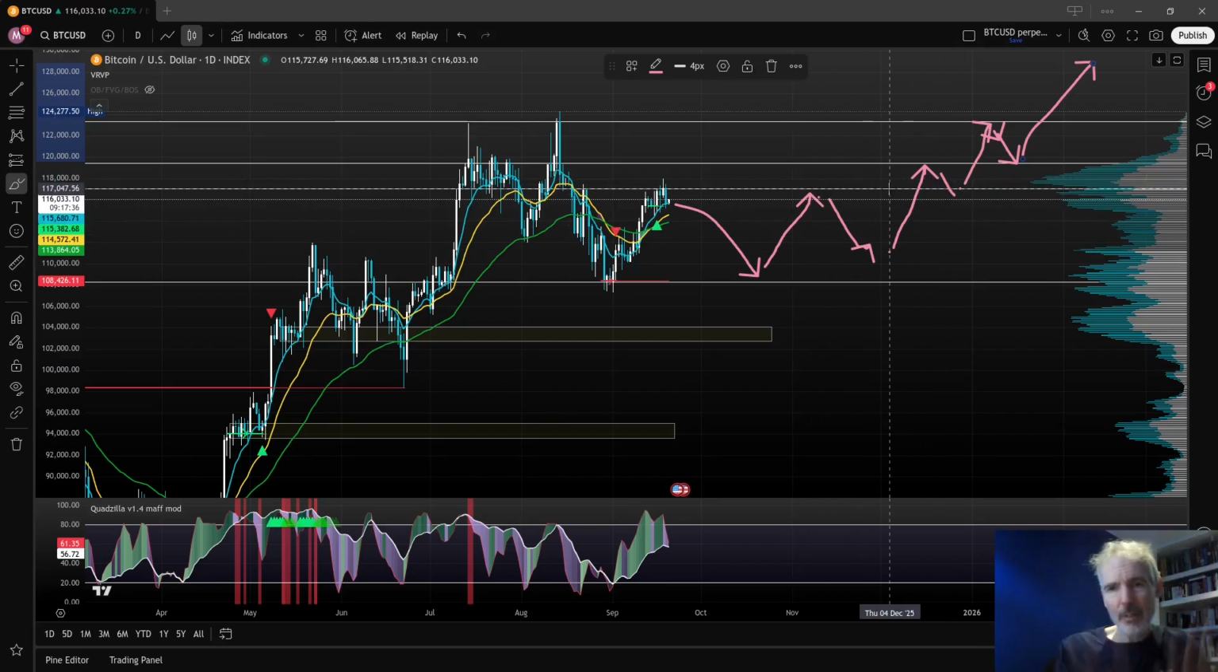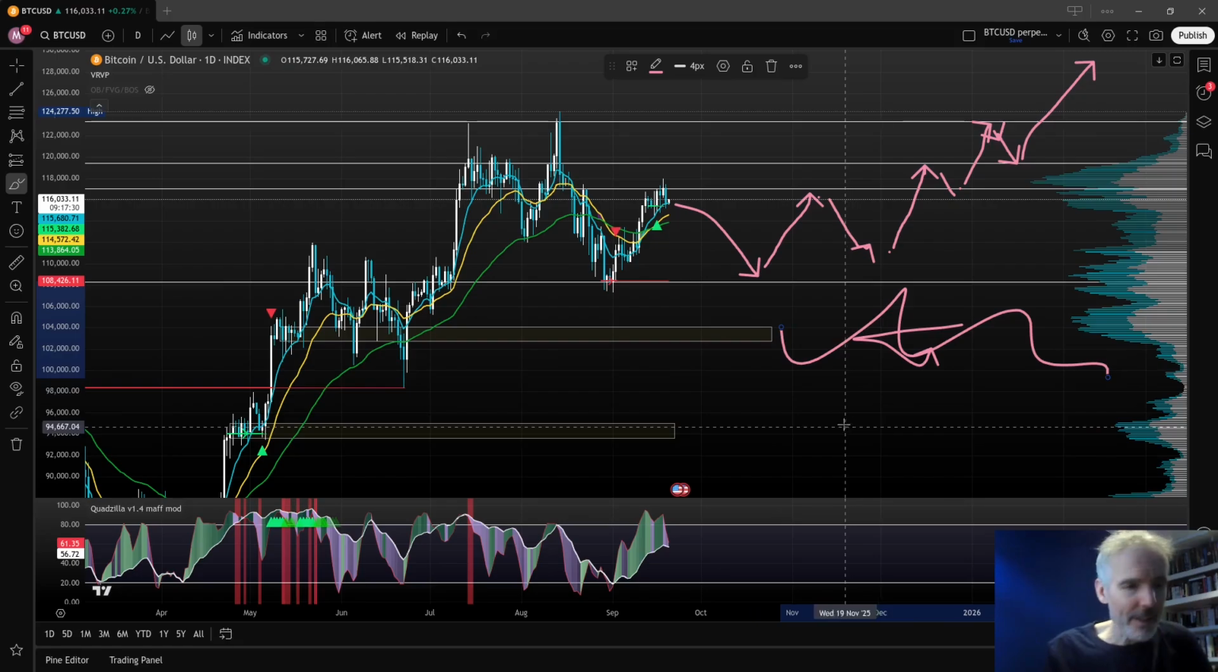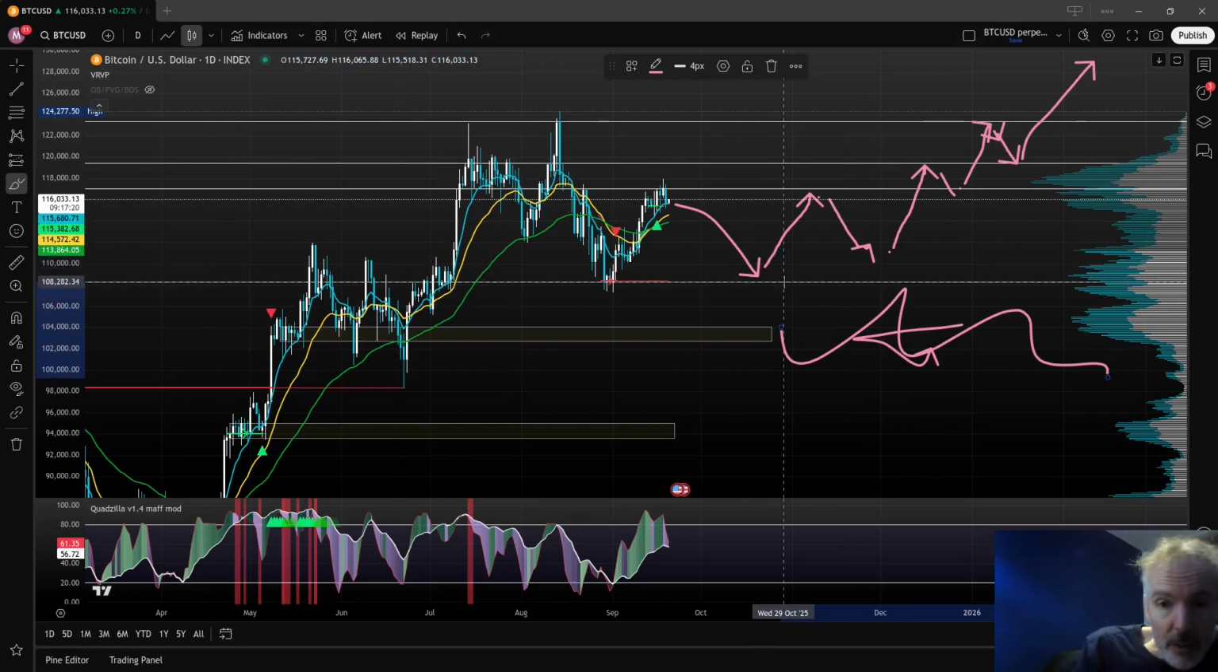Excuse the crow's feet hieroglyphics of what's going on there. I'll pretend that's part of the analysis. So it could drop down to that level, maybe 108, something like that.